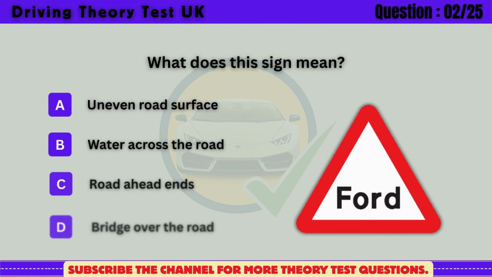Question 2. What does this sign mean? A. Uneven road surface. B. Water across the road. C. Road ahead ends. D. Bridge over the road.